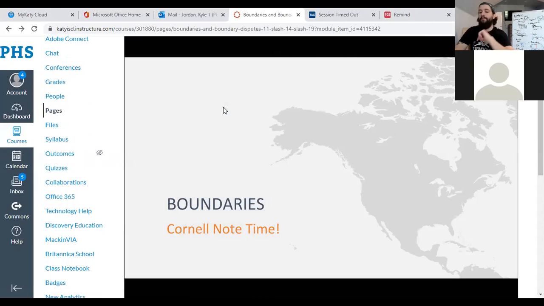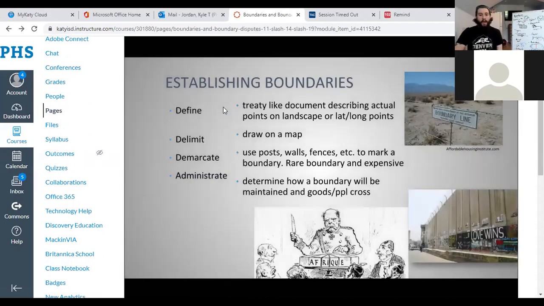So, boundaries, okay? Basically, boundaries are what separate countries, right? They're what separate states, they're what separate governments. Usually they're official, sometimes they are unofficial. It really just depends on the particular boundary. But what's really important is how do we actually find out where a boundary is? So, there's four main ways to do it, all right?